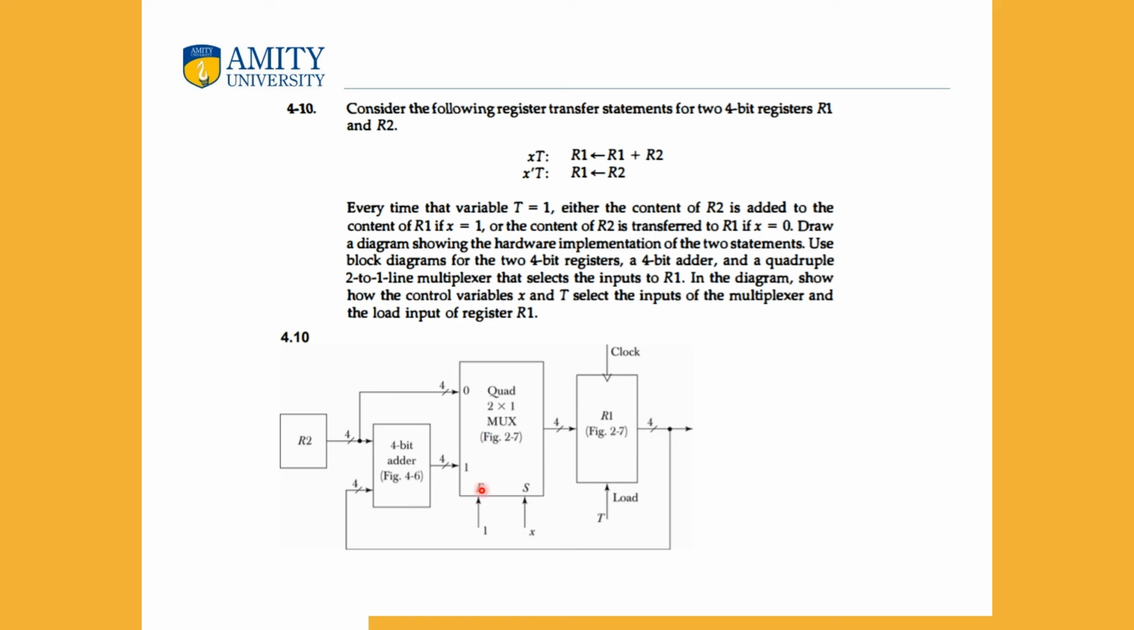This is the enable option. Do not confuse it for a selection line. It is enable 1. Enable has to be 1 in order for the mux to work, otherwise it will be switched off. The select is x. When x is 0, we have R2 over here as it is. When x is 0, we have R2 transferred. When x is 1, we have the sum transferred to R1. Remember, t is always 1, so t will act as load to R1.